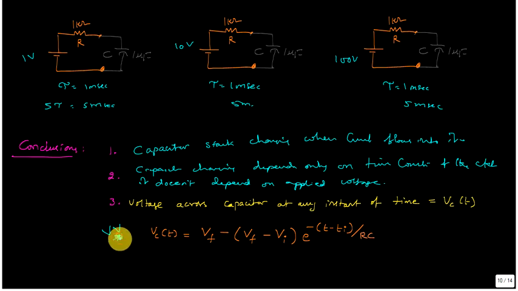The entire pulse and digital circuits subject depends on this formula. In every class we are going to talk about this formula, so you must remember it, and we will see what is meant by each and every letter in it. What is meant by VF, what is meant by VI, what is T, what is Ti, and RC. RC is nothing but tau, that you know.